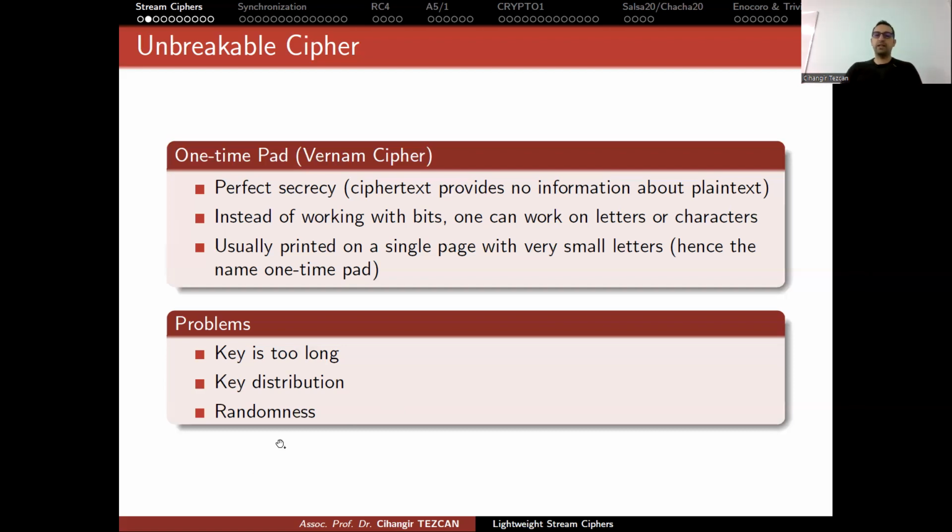So as you can see, there are 3 problems, and all of these are very important problems. But of course, randomness can be solved. You can have a very nice random number generator or a random bit generator. But key distribution here is a problem, and having very long keys is also a problem. You have to generate them beforehand.